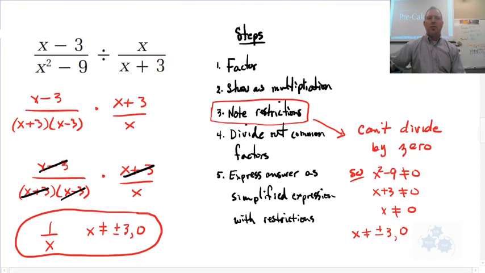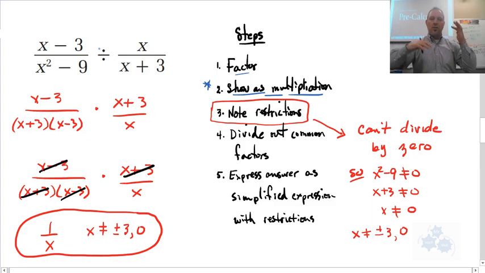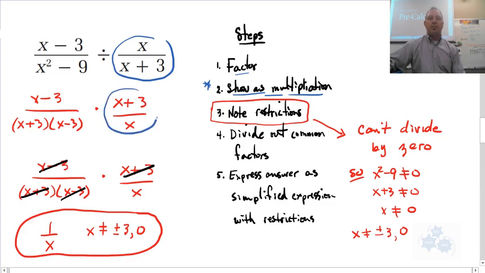What happens if it's division? Well, if it's division, this is really important right here. We're going to factor and we're going to show as multiplication. So that way we can divide out common factors from the top and bottom like we like to do. So remember, if we're dividing by a fraction, we flip and multiply. That's a rule for working with any fractions.